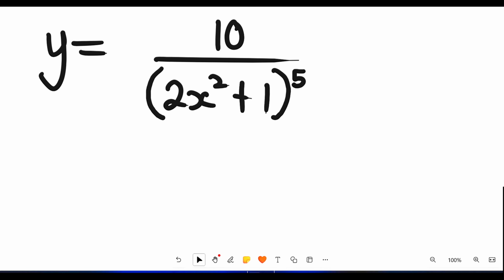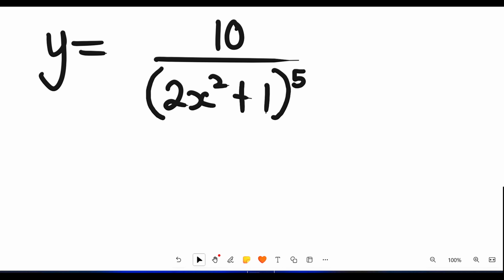Still on differentiation. We are still on differentiation. So we have a function here, and we have to find its derivative. We have a function y equal to a fraction with numerator 10 and denominator (2x squared plus 1) in brackets raised to the power 5. And we have to find dy/dx.